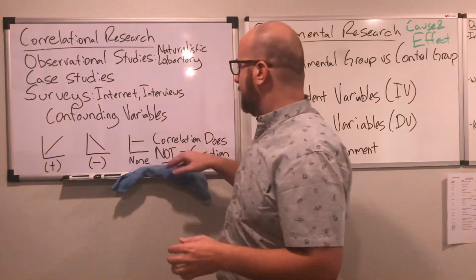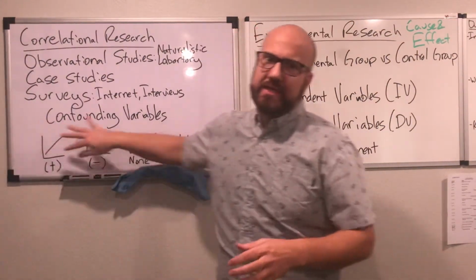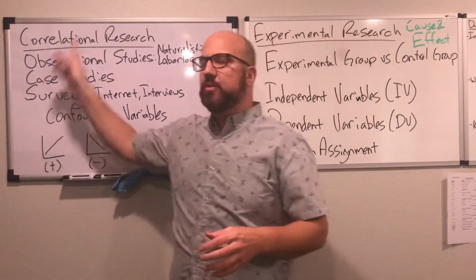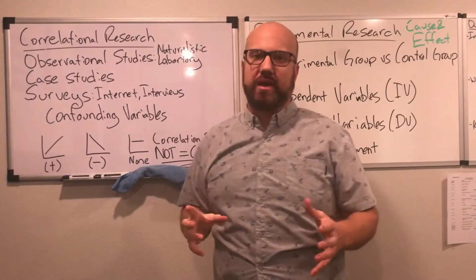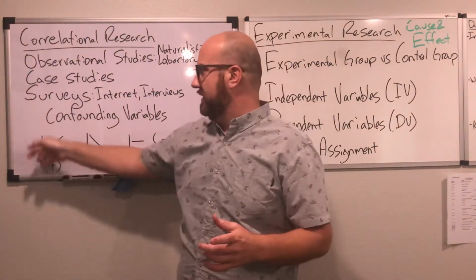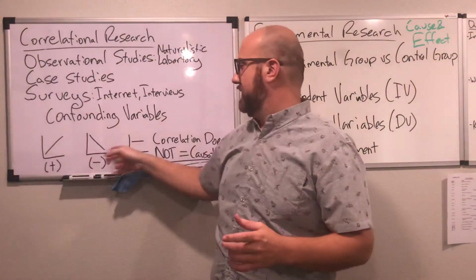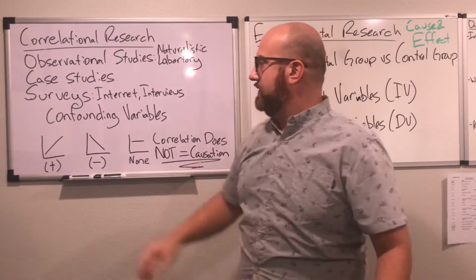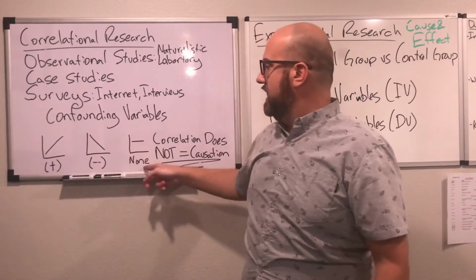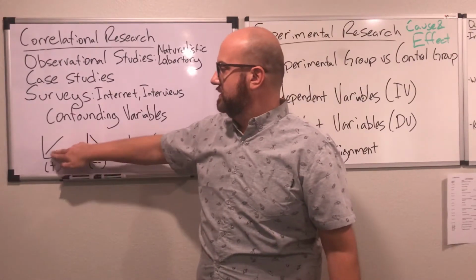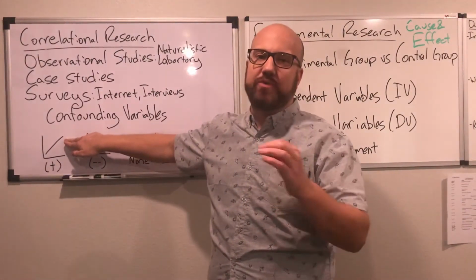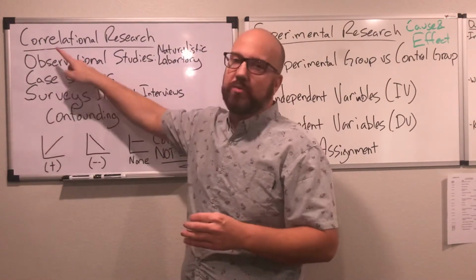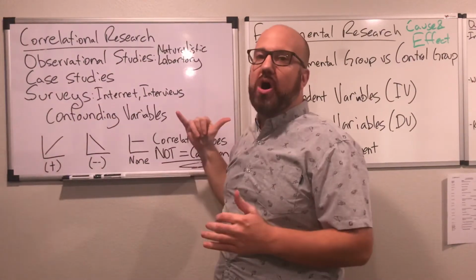Now, let's talk about how we actually plot this data and understand what's happening, all right? So we use scatter plots for the data that we collect through correlational research. As you can see here, the XY axes, right? And you can see that we have a positive, a negative, and then a none. What this means is this scatter plot is what's called a positive correlation. A positive correlation is when one variable goes up, the other variable also goes up.